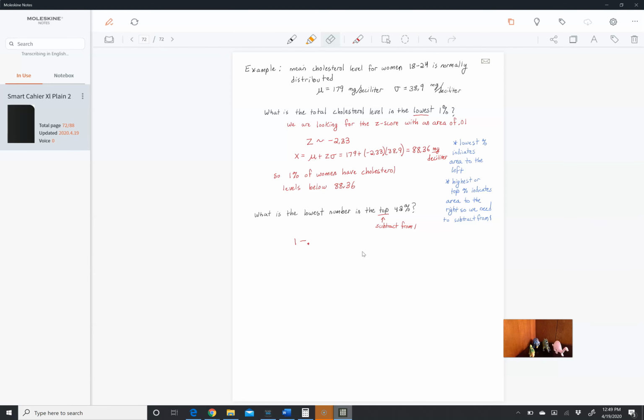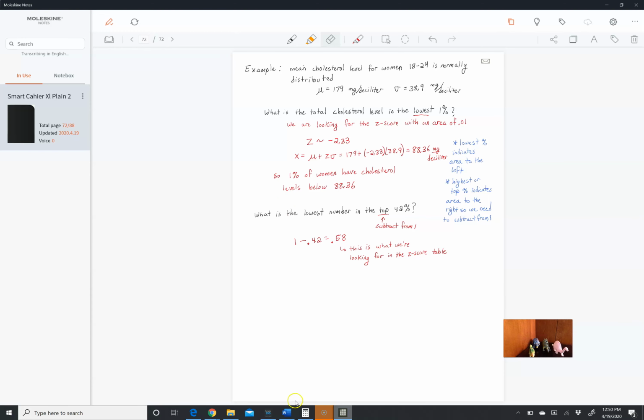So here it's 1 minus 0.42. Okay, so what we're looking for is 0.38. I don't know why I wrote 0.38. 0.58. So this is what we're looking for in the z-score table or standard normal table.